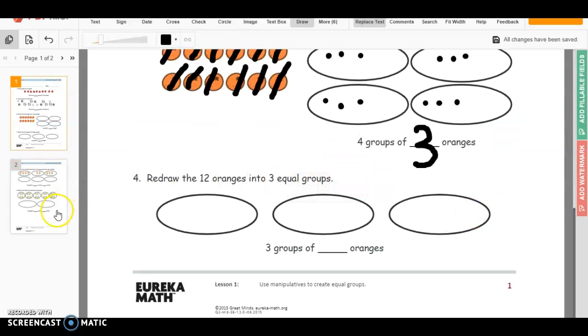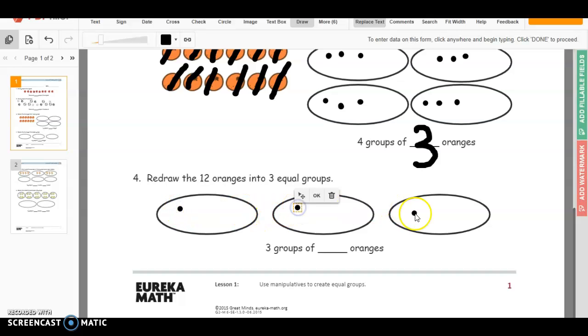It says redraw the 12 oranges into 3 equal groups. Okay, so it's going to be very similar to what I did for number 3, except this time I don't have a picture to cross off. So what I'm going to do is I'm going to count to 12 and I'm going to add an orange in each group until I get to 12. So go ahead and count with me if you want.